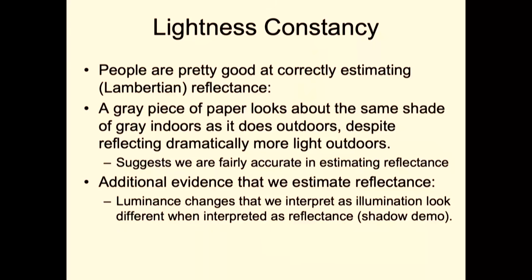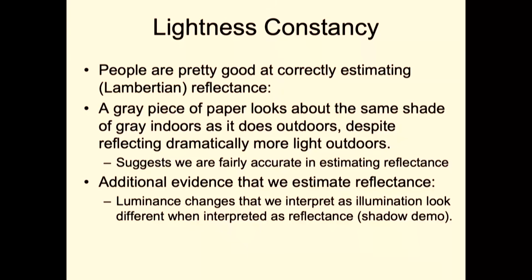Okay? And so the problem or the phenomenon of lightness constancy refers to the fact that people are pretty good at correctly estimating Lambertian reflectance. So a gray piece of paper looks about the same shade of gray indoors as it does outdoors, even though if you go outdoors, there'll be dramatically more light that's reflecting off of the surface, right?